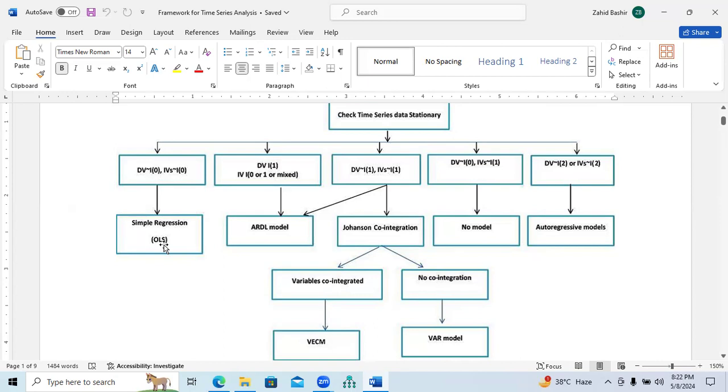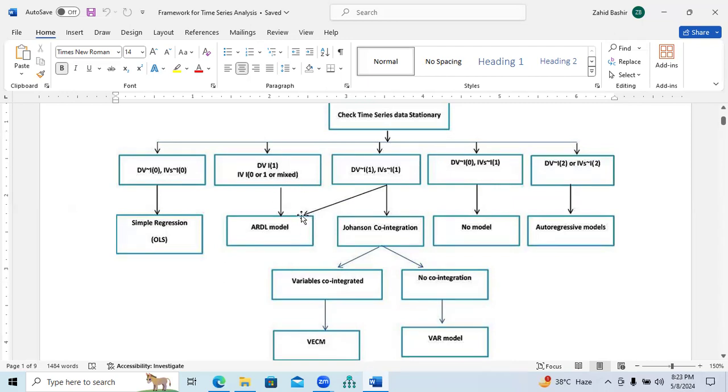When both of your DV and IV are stationary at level, you are going to apply the simple regression or OLS regression. But when your dependent variable is stationary at first difference, while your independent variable may be stationary at level, may be stationary at first difference, or may be stationary at second difference as well, we may consider the independent variable as mixed stationary. And if your dependent variable is stationary at first difference and your independent variables are also stationary at first difference, in that case, you can also apply the ARDL model.